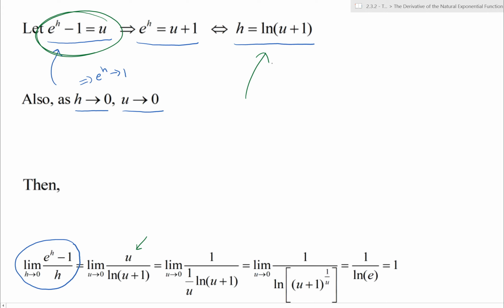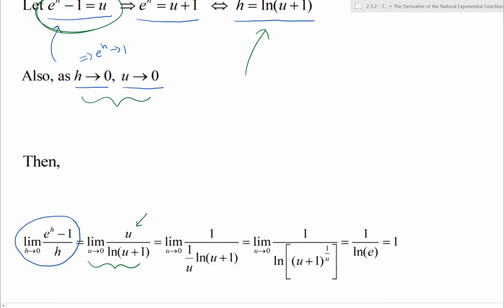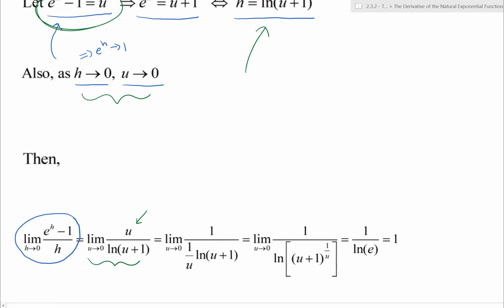Same as natural log of u plus 1. And remember, as h goes to 0, u also goes to 0. So this limit is the same as this right here. And then I'll just rewrite it using a little bit of algebra. And that is this statement right there: limit as u goes to 0 now of 1 divided by u times natural log of u plus 1, right? 1 over u is u. So I'm just taking that u in the numerator and dividing by its reciprocal in the denominator, which gives us the exact same thing. Now, why does that help?